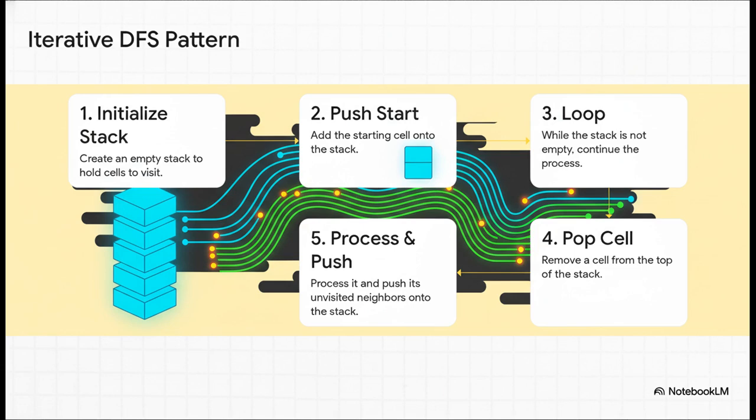And you know what? The pattern is beautifully simple. First, you just create a stack. Then you push your starting cell onto it. After that, you just loop. As long as there's something in the stack, you pop a cell off, you process it, maybe you mark it as visited, and then you push all of its valid unvisited neighbors right back onto the stack. You get the exact same snake-like DFS exploration, but with absolutely zero risk of a stack overflow.